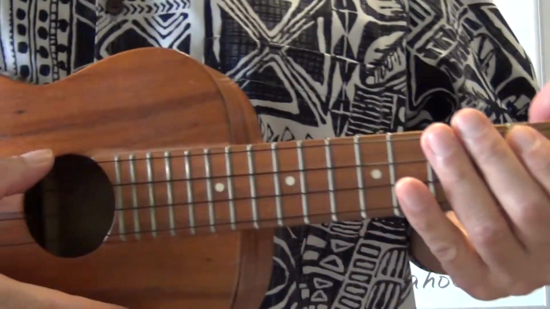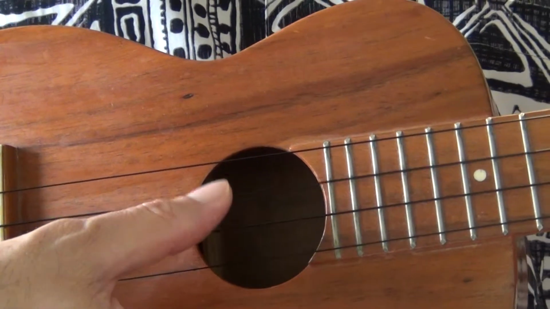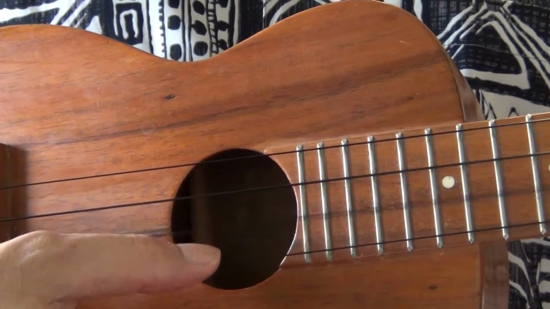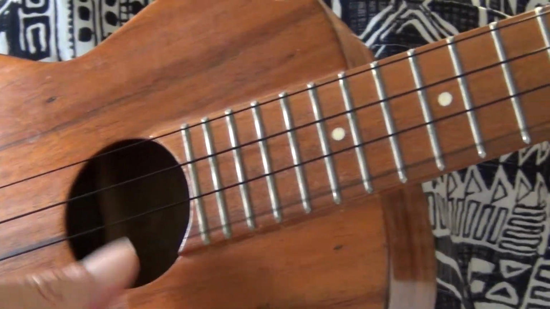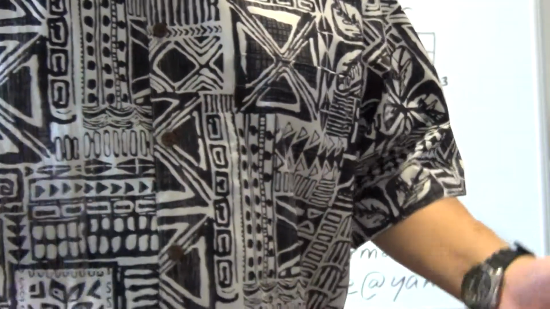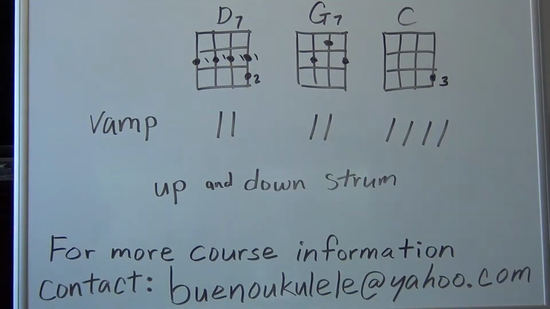Okay, so you got all your stuff. Let's go ahead and check our tuning. G, C, E, A. Please make sure that your ukulele is in tune before we start. If not, please tune it up with your tuner. Pause the tutorial and come on back.